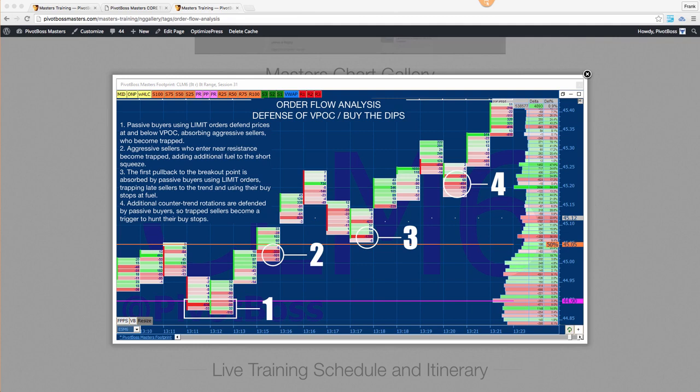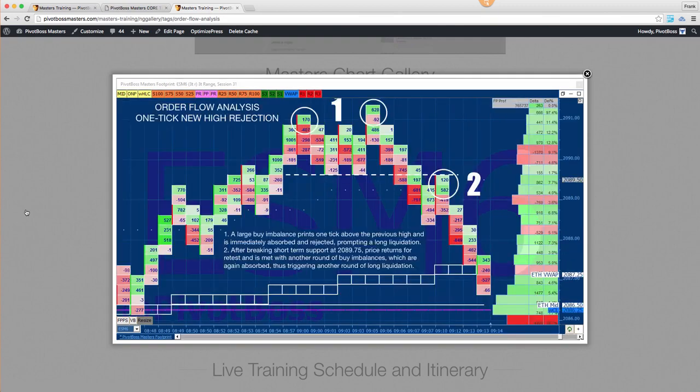That leptokurtosis is very useful. Yeah, absolutely. You can see the big data point there throughout these areas. Very, very nice. All right, so this is order flow analysis with regards to a one tick new high rejection. One tick new high is something all traders, especially on the floor, always look at with regards to the ES. The ES is a big, big deal with a one tick new high or a one tick new low.